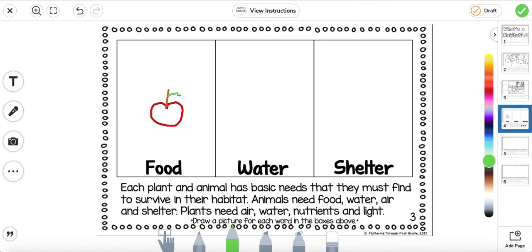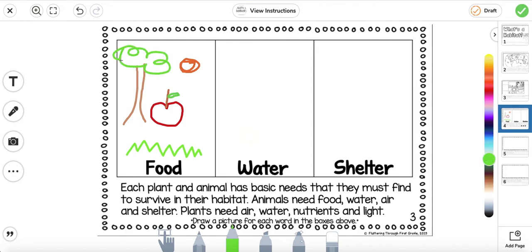What else would be food? A banana, an orange, pizza would also be food. But what about for animals? Grass is also food. All right, the leaves in a tree. So all of those are different types of food. Next, we're going to draw water.